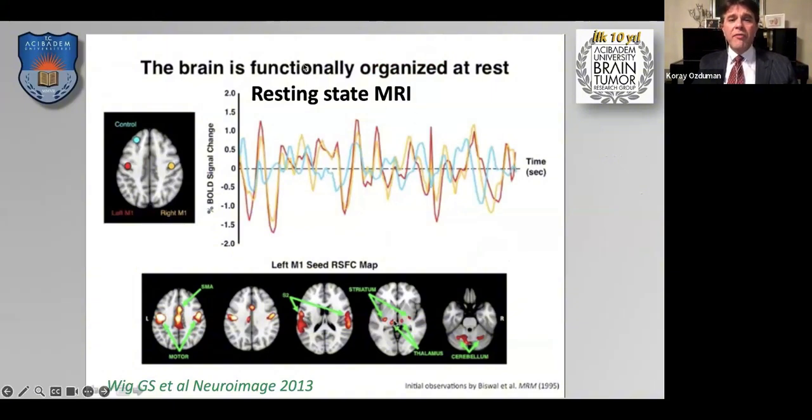They came out with functional MRI. And then somebody realized that the functional areas in the brain get co-activated. If you activate the motor cortex on the left side, the motor cortex on the right side is also activated together with it.